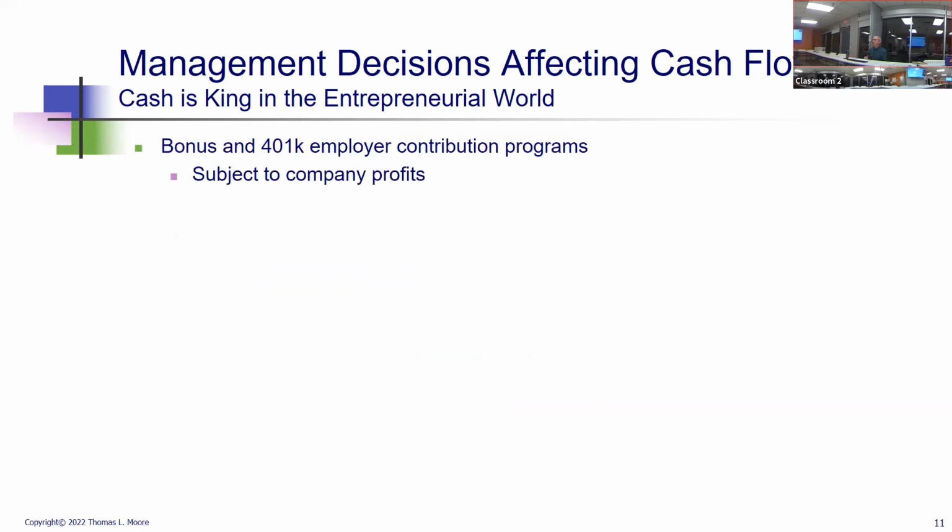Another area where this often happens is bonuses or 401k employer contribution programs. These are really great programs for retaining people and helping people feel valued, but you need to make sure that they're subject to the company's profit. So what that means is that if you've got a bonus program or a 401k employer contribution program, you don't pay those bonuses or pay those contributions unless the company is profitable. And this goes back to what we talked about with the salary compensation.